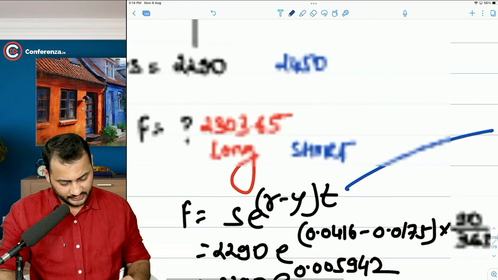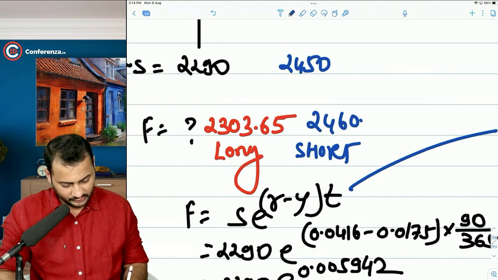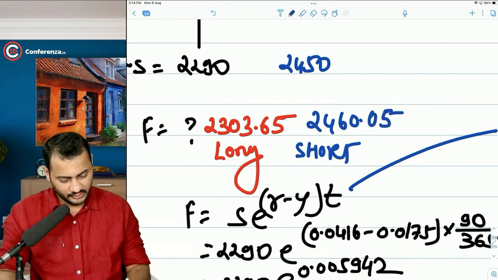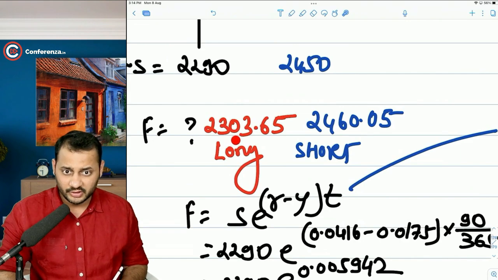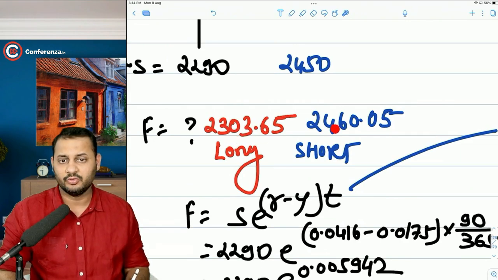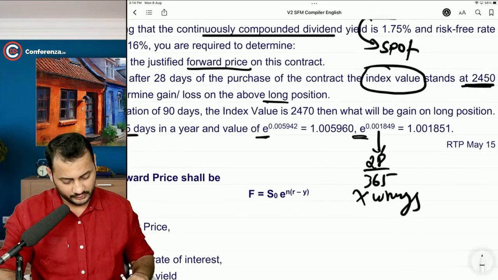The answer actually here is 2460.05. You are buying at 2303. You will be selling at 2460. There will be a profit. Have a look.